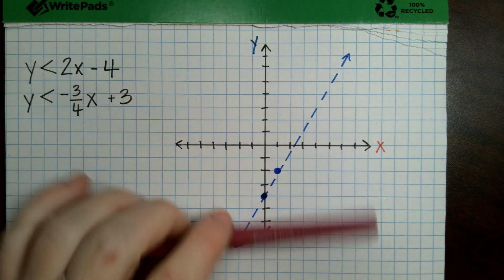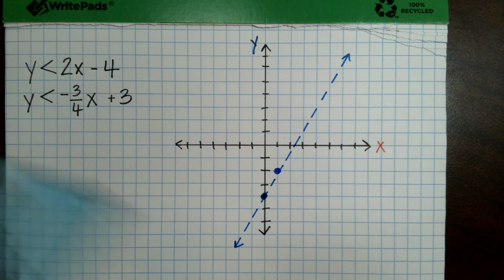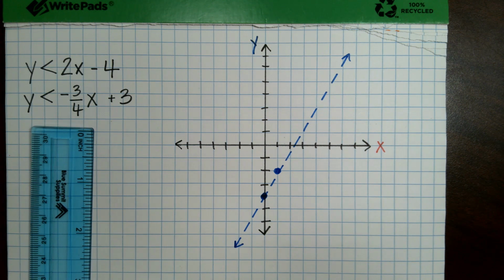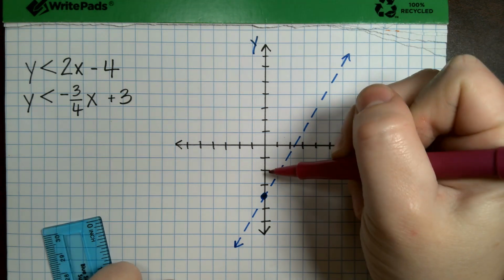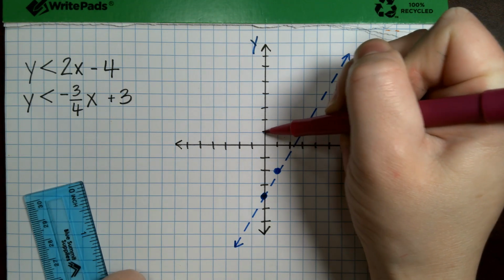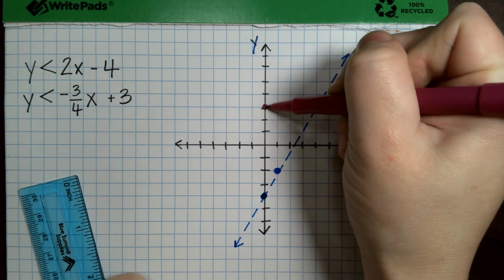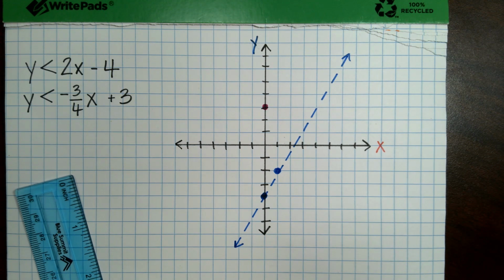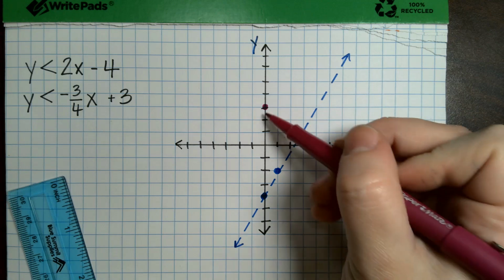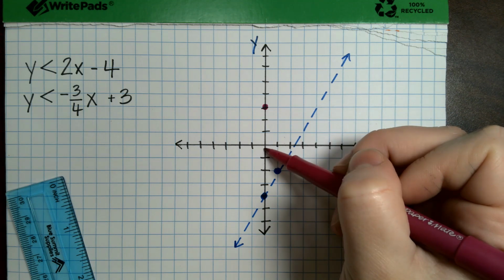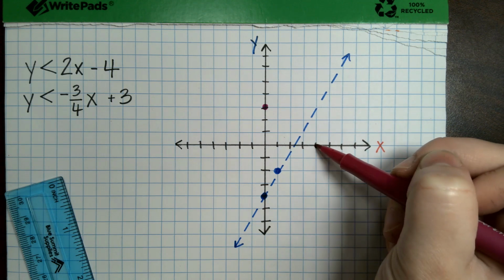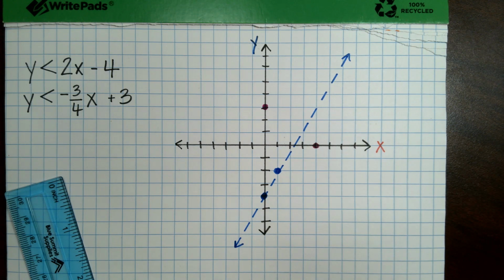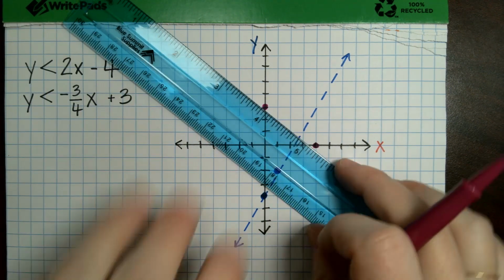I'll use pink. All right, guys, let's look at our second one. Y is less than -3/4 x plus 3. Where's our first point? It's going to be 3 on the Y axis. That's right. 1, 2, 3. There we go. How do we find our next point? Negative 3 over 4. So down 3 and over 4. 1, 2, 3, 4. There we go. Is that line going to be solid or dotted? It's going to be dotted. That's right.